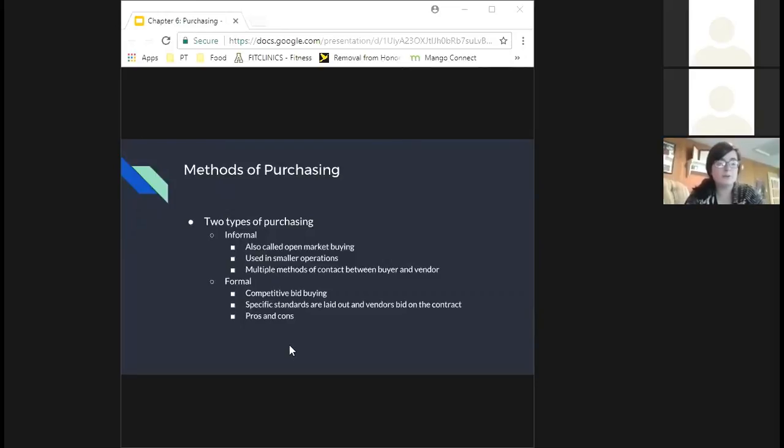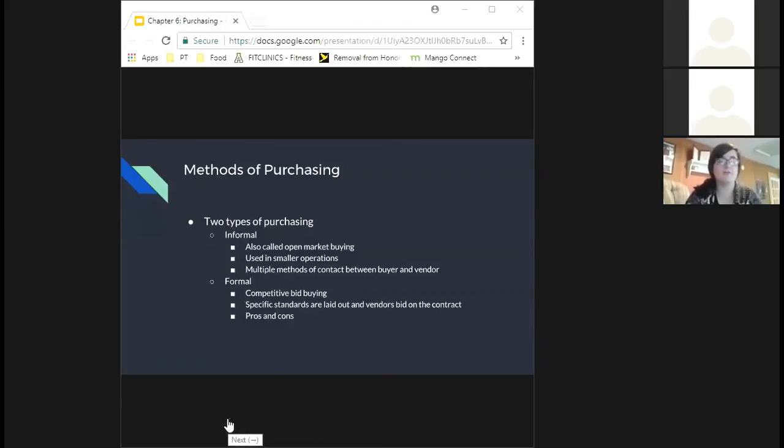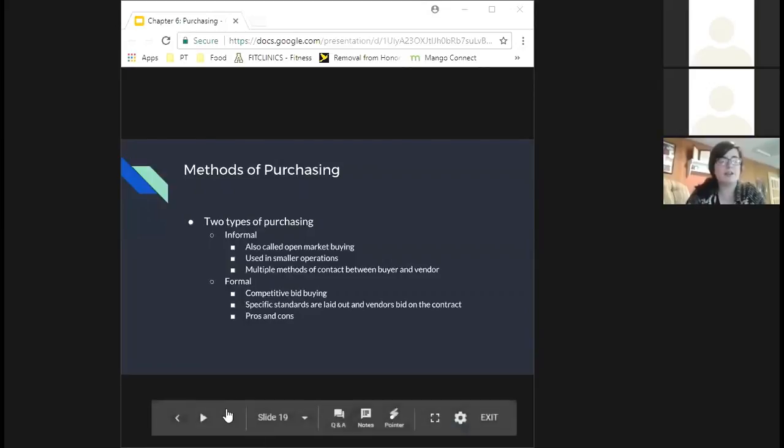Some of the pros of formal bid buying are that well-written contracts minimize the chance for miscommunication. It's really good for products like canned goods, frozen foods, staples, and other non-perishable items. Some of the cons include that you can't really use it for perishable items since there's too much price fluctuation in the market. It's also very time consuming as everything has to be done very far in advance. It can also foster manipulation within the system.